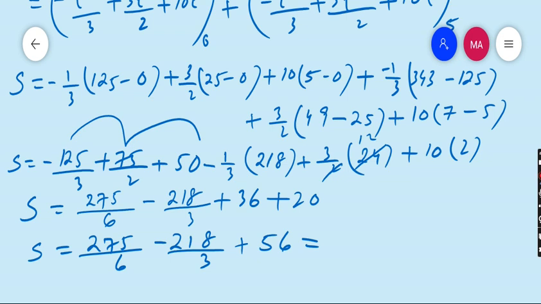Now simplify the whole expression. 175 upon 6, but there is some mistake because our answer is not matching, so I am checking all steps again.